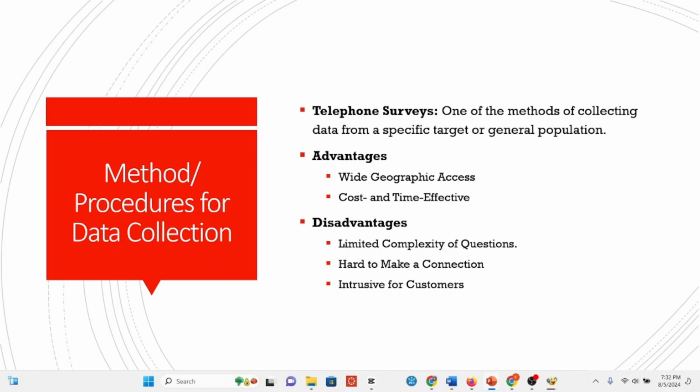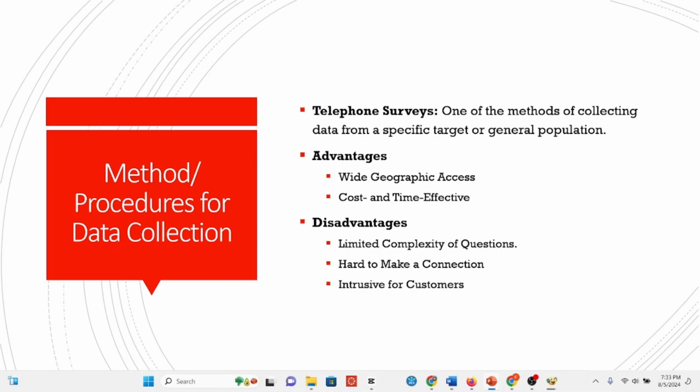2. Hard to make a connection. Establishing rapport with respondents over the phone can be challenging, making it difficult to engage them and elicit detailed responses. Respondents may also be less willing to participate or provide candid answers due to the impersonal nature of phone calls.